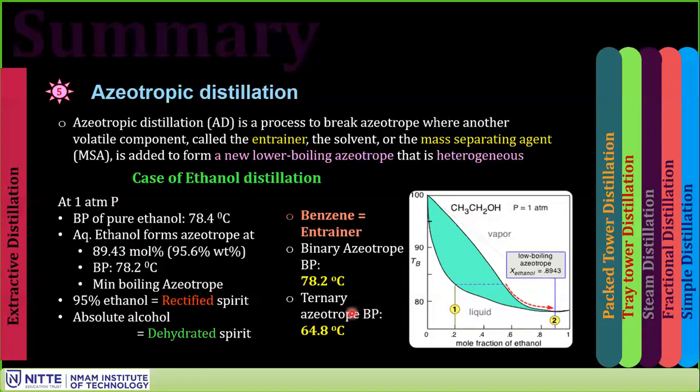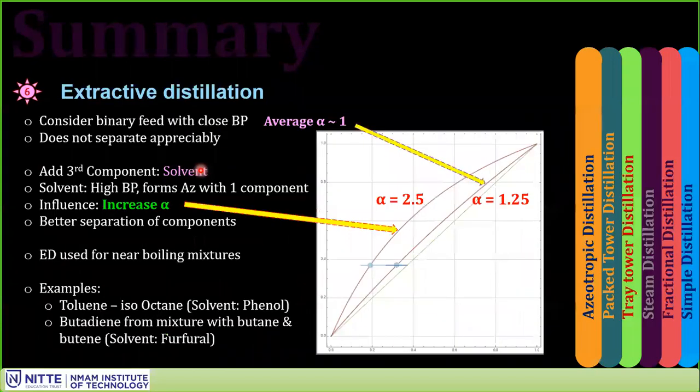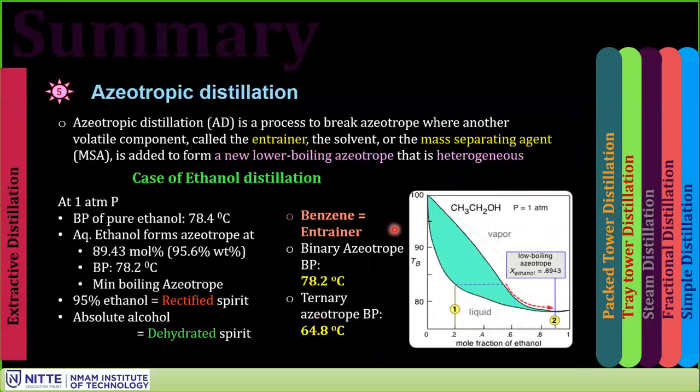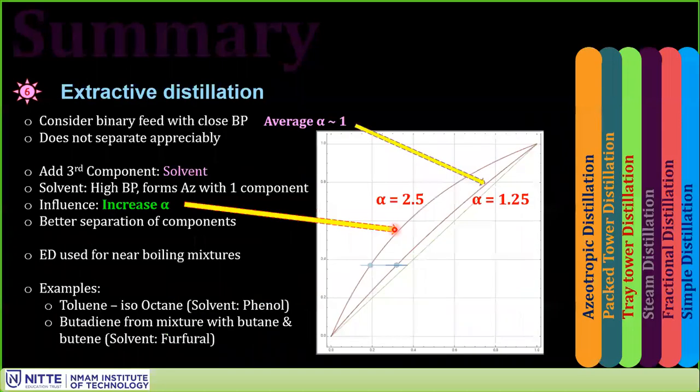We have seen that the ternary azeotrope has a boiling point lower than the binary azeotrope. That is the result of adding benzene as the entrainer. Benzene is the entrainer for ethanol distillation. In the extractive distillation case, we have seen how we can increase the value of alpha by adding an extra component, that is, a solvent. In the case of toluene and isooctane, phenol was added there. It increases the alpha. In the case of azeotropic distillation, we get the product in the bottoms, whereas in extractive distillation we get the product from the top section.